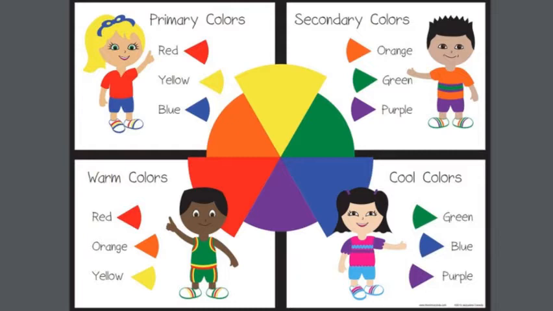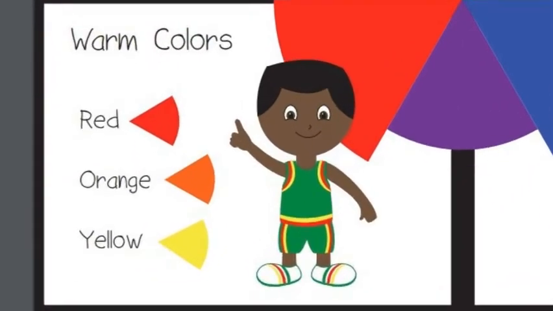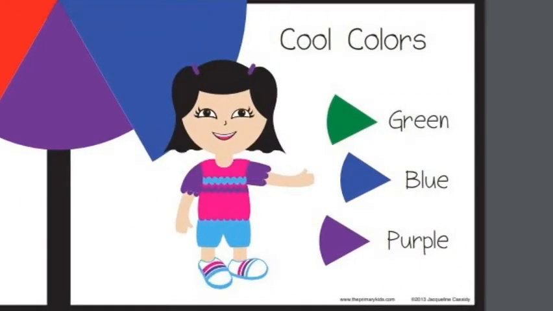Now, if we look at the bottom of the page, we see that we can also separate our colors into warm and cool colors. Our warm colors represent things like fire or lava or the sun, and those colors are red, orange, and yellow. Our cool colors are things like the grass and the sky and snow, and those colors are green, blue, and purple.